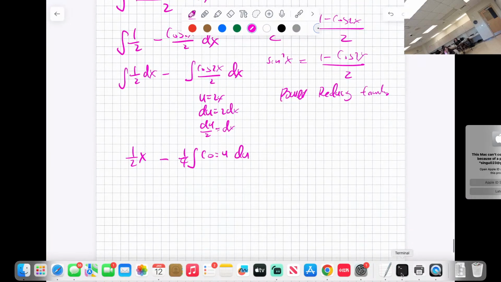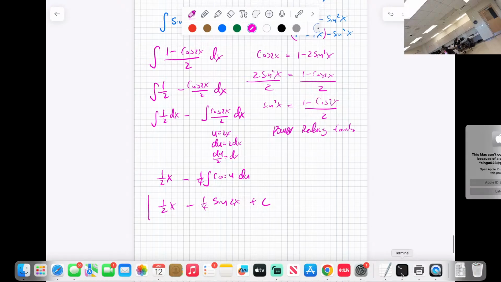What's the integration of cosine of u? Sine of u. So sine of 2x, right? And then plus C. So that will be this one here. And like I said, this is a simple one that you can do using a power reducing formula.